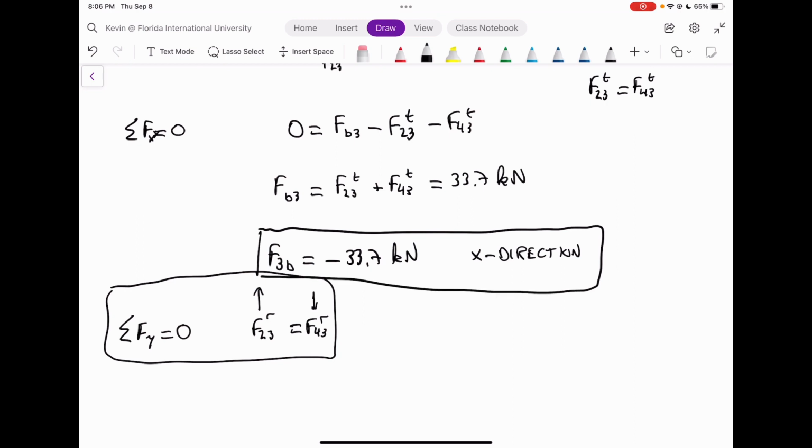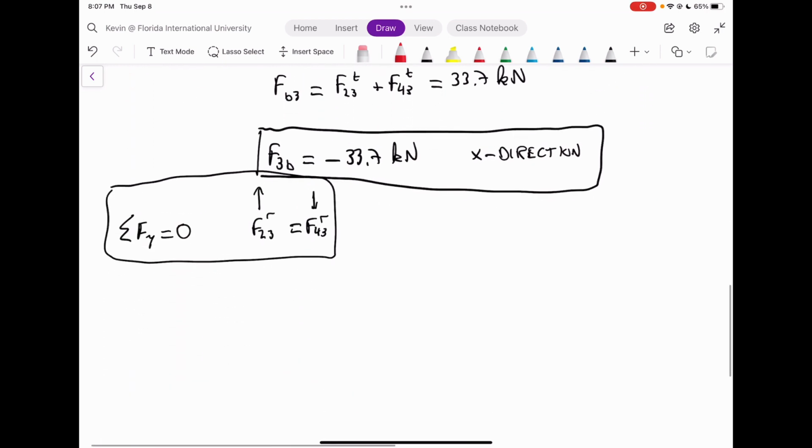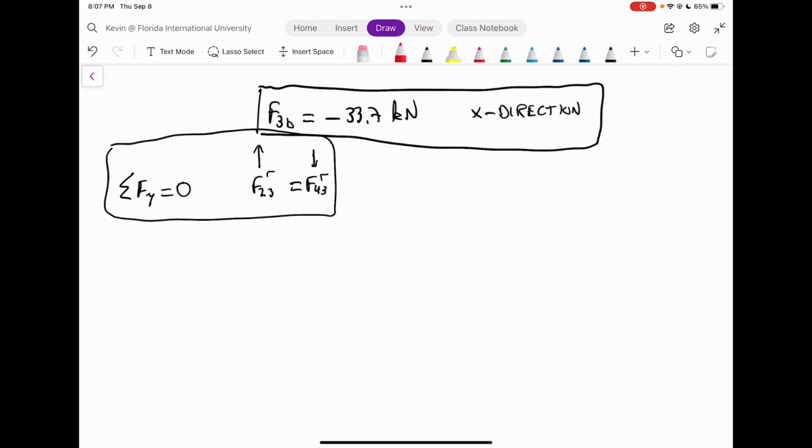So if we were to draw it on our diagram, we would have FB3 would be here. Okay, I'm erasing B just to show you. So FB3 would be in this direction. F3B would be in this direction. So essentially the sum of the two forces from F23T and F43T. Hopefully this makes sense. And we can discuss this on Monday as well, no problem.